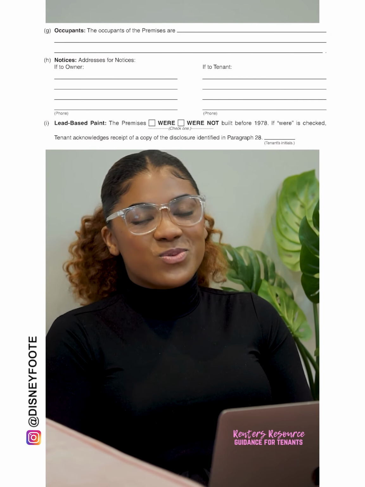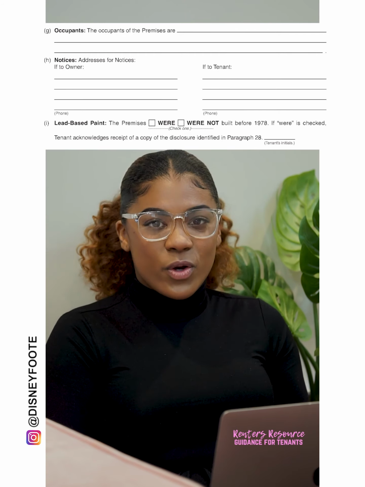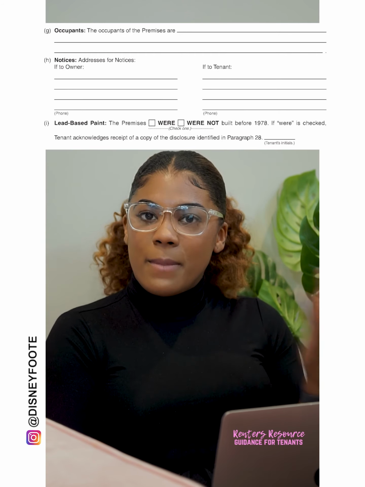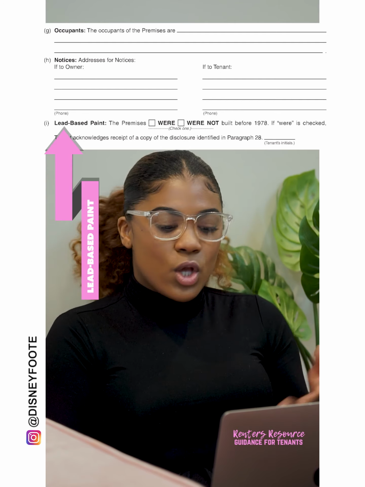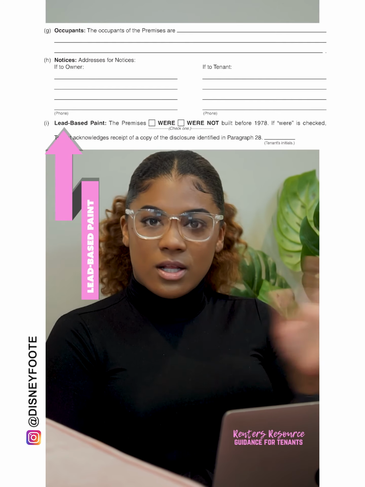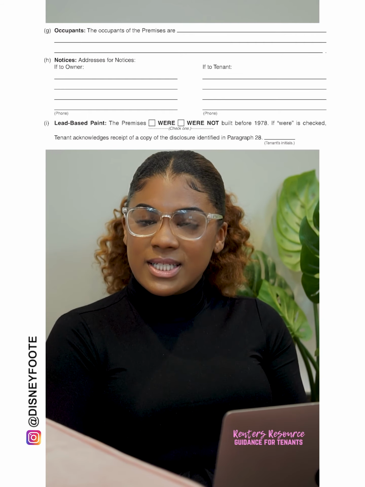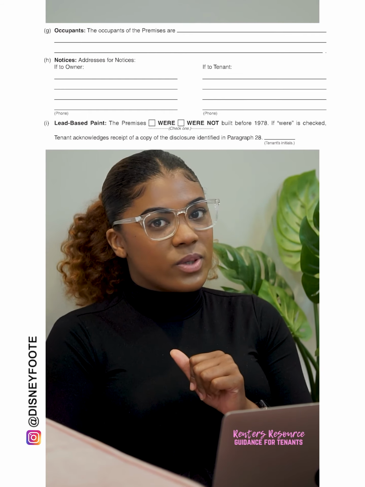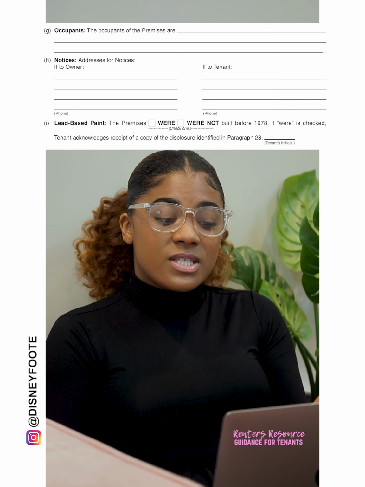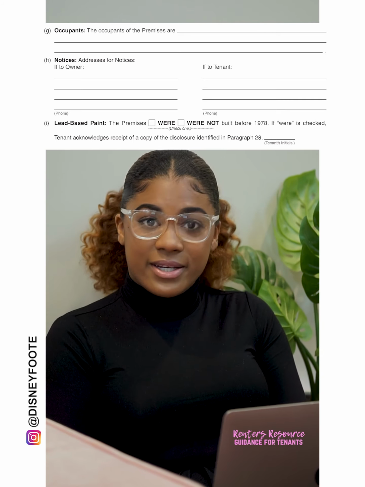I, if the space was built before 1978, your landlord must disclose what they know about the presence of lead-based paint. You will receive a full disclosure on what this is all about, why it's important to know, the safety hazards connected to it, and your options for dealing with it. You will have to prove that you received this information, and you'll initial that here.